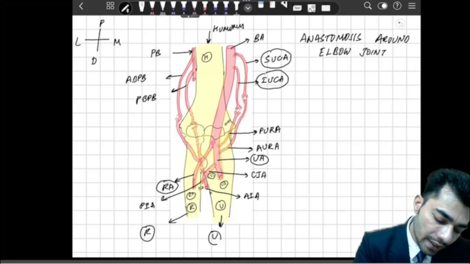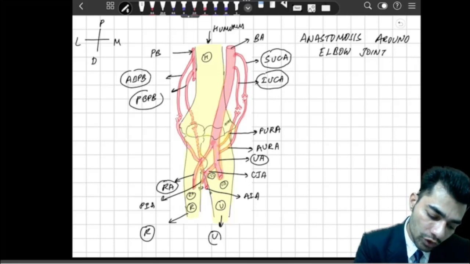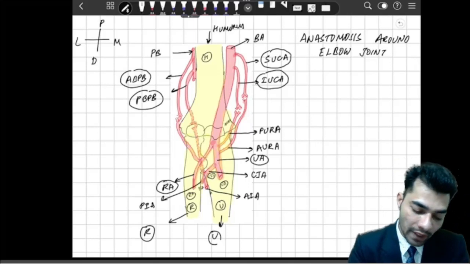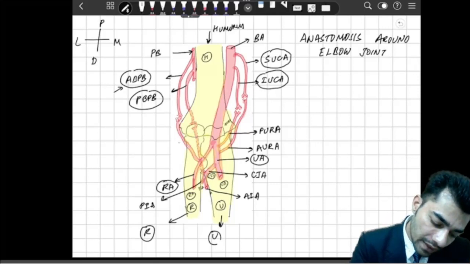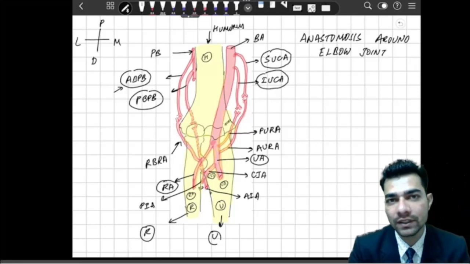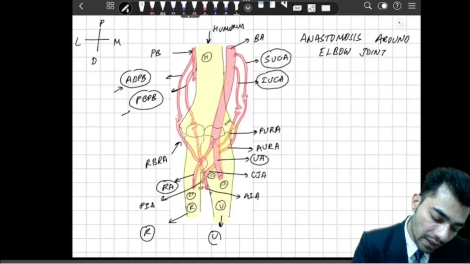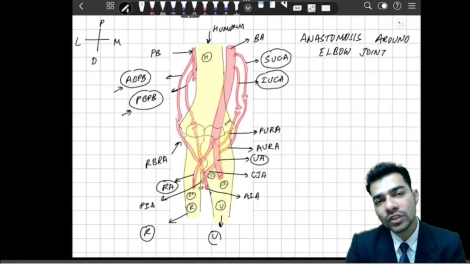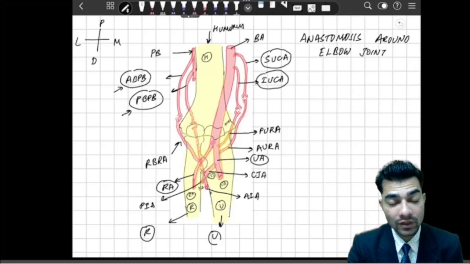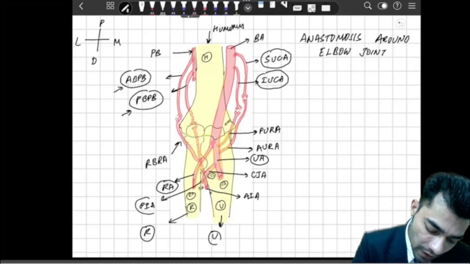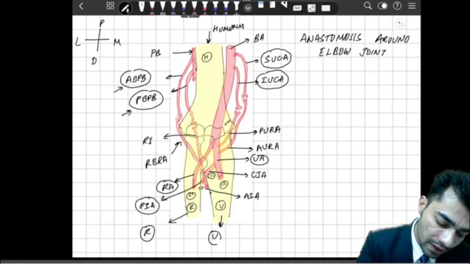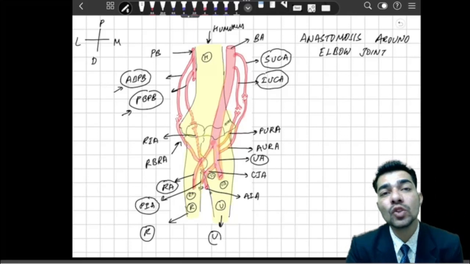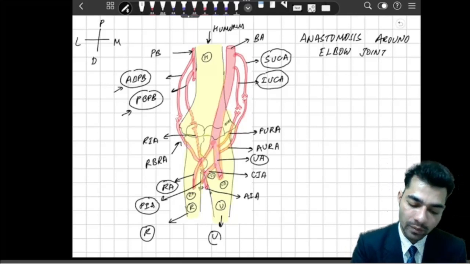Okay. So as earlier we saw on the proximal aspect, the profunda brachii artery is giving two branches, that is the anterior branch of profunda brachii and the posterior branch of profunda brachii. So the anterior branch of profunda brachii artery anastomoses with the recurrent branch of the radial artery. Okay, and the posterior profunda brachii artery will anastomose with a branch coming from the posterior interosseous artery, which is the recurrent interosseous artery, or you can say recurrent posterior interosseous artery.